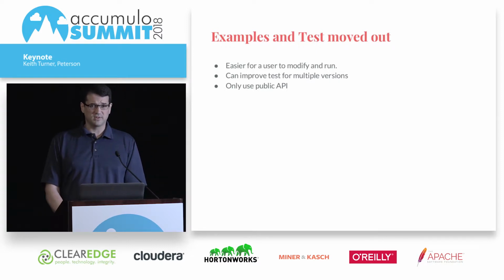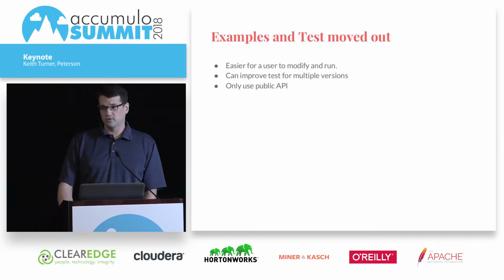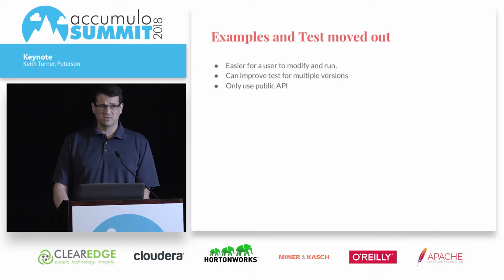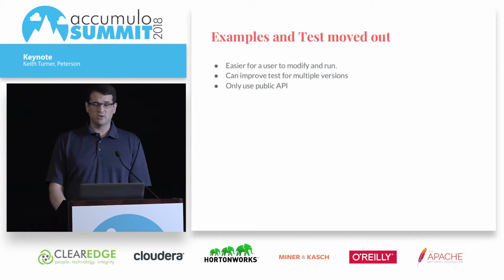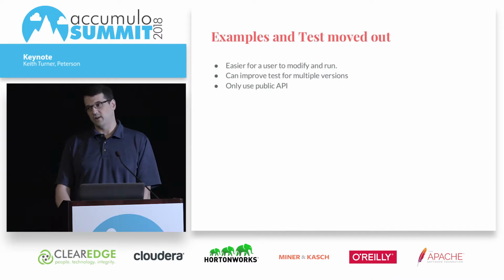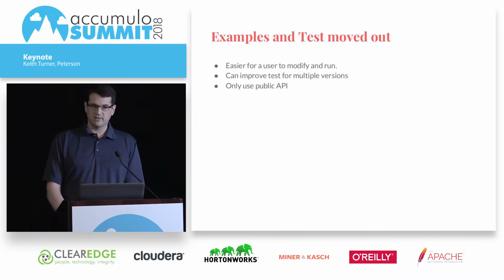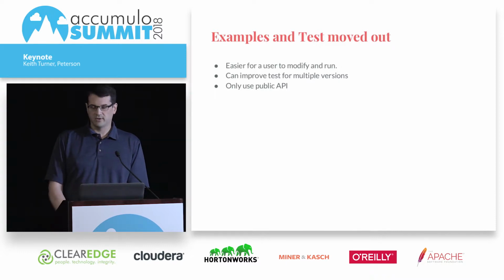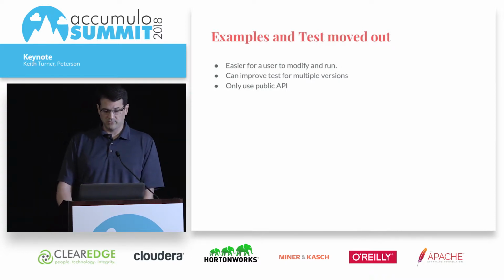Accumulo had examples built into it. Those were moved out to their own repository. It's really nice, because when the examples were built into Accumulo, it was always really hard to modify and run them as a user, because you had to build Accumulo itself to build the examples. Now that they're in their own repository, you can build the examples by themselves, and you can build them against a released version of Accumulo.